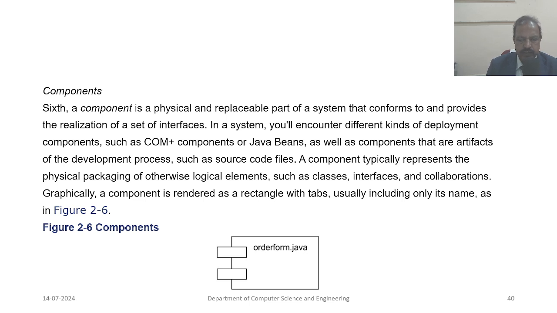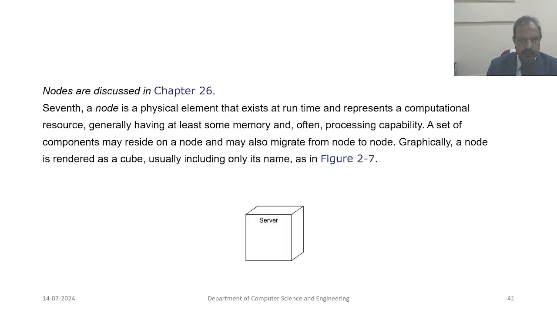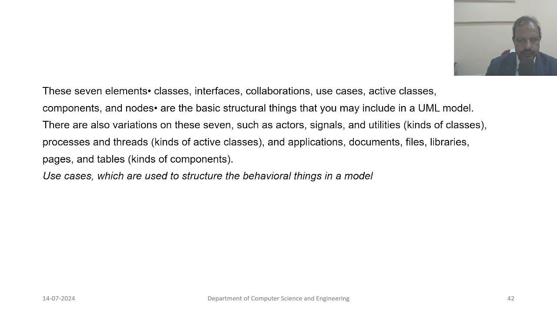Then coming to the components, this is a physical and replaceable part. It can be a DLL file, a Java file, or anything. You see the example: a rectangle containing two other rectangles on the left and right side. So this is the component, a physical and replaceable part, right? Then coming to the deployment or the nodes, it is just like a cube or cuboid, whatever you see here. This is the physical element that exists during runtime. Okay, it is represented by a node, a cuboid, rendered using a cube.